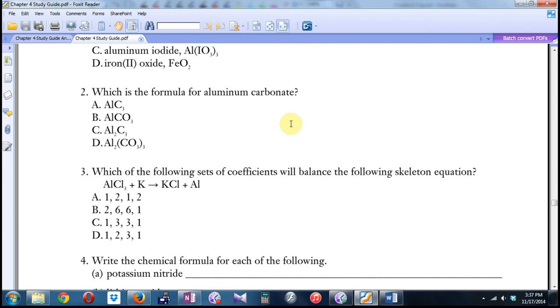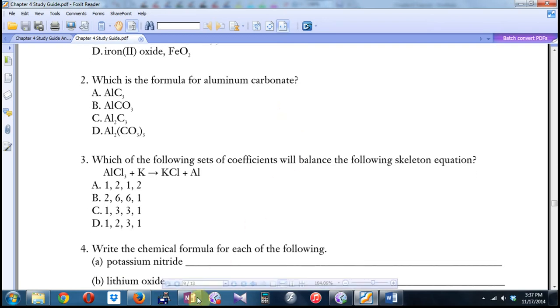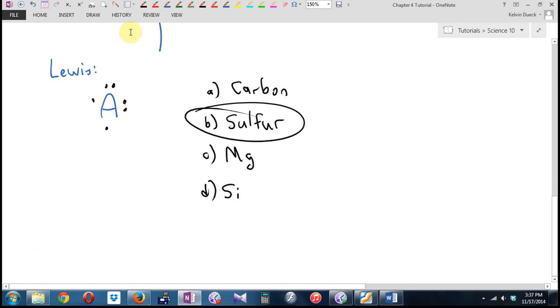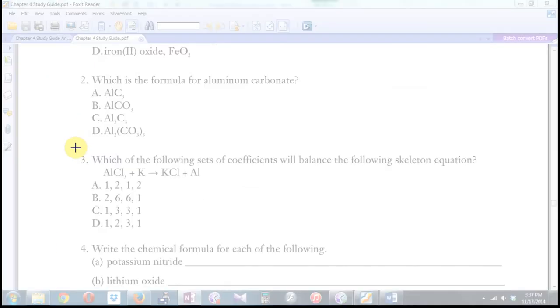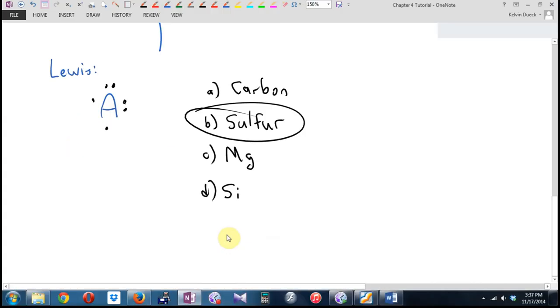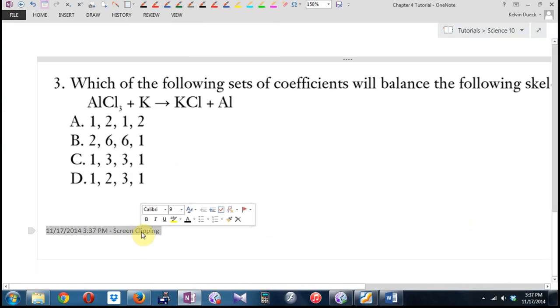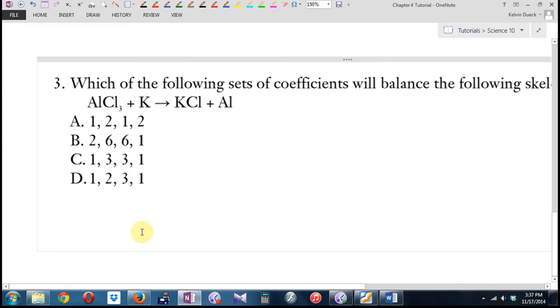Number 3, this is how I can ask a balancing equation question as multiple choice. I can say, which of the following sets of coefficients will balance this? Let's try this one. You don't need to write it down. We'll just try it together. By the way, you need to know the term skeleton equation. This is a skeleton equation. I've got the crisscross subscripts correct, but not the coefficients. Let's balance this. Just watch. You can try this yourself too.